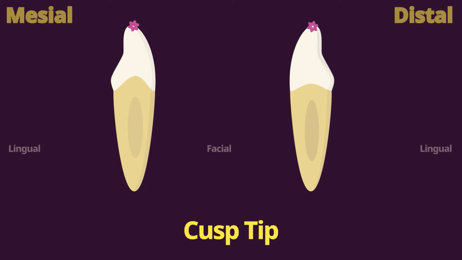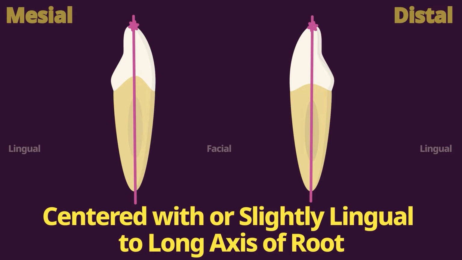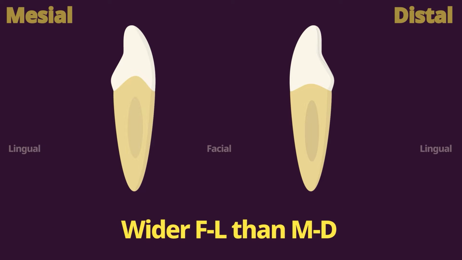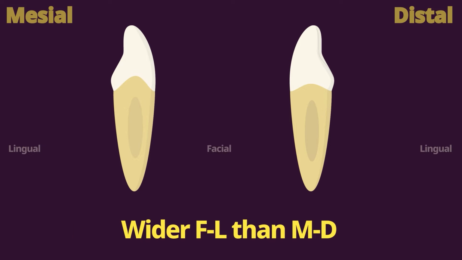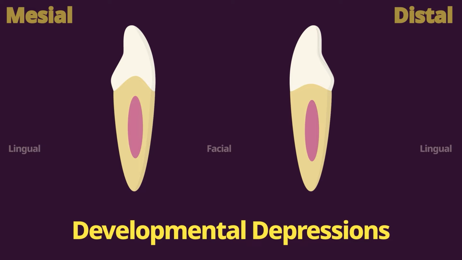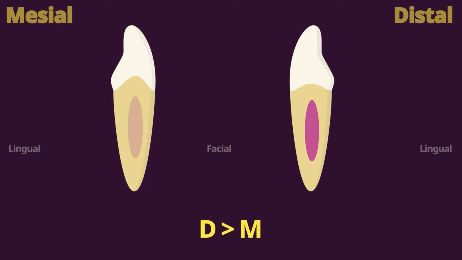The cusp tip of the mandibular canine is in line with the mid-root axis or slightly lingual to it. The root of the mandibular canine is thicker facial-lingually than it is mesial-distally, and there are shallow depressions on the mesial and distal, with the distal being more pronounced.